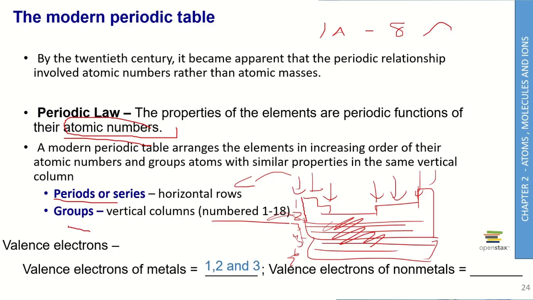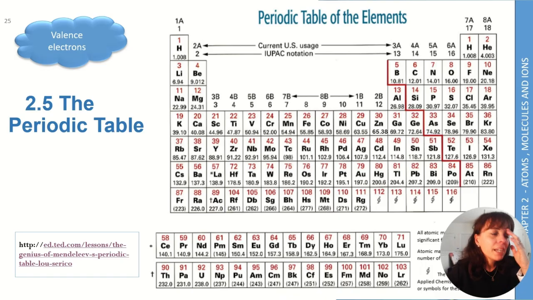So valence electrons. The valence electrons are the electrons located in the outermost shell of the atom. The valence electrons of metals are 1, 2, 3. The valence electrons of non-metals are 4, 5, 6, and 7. How do we find that? Let's go to sodium.